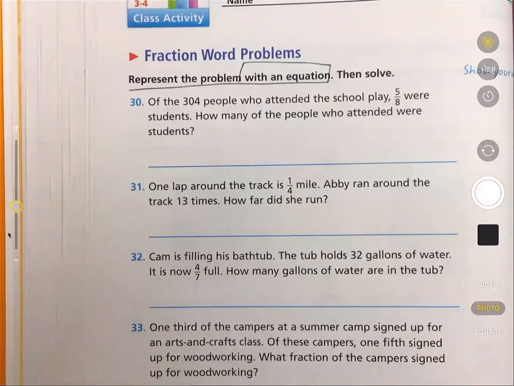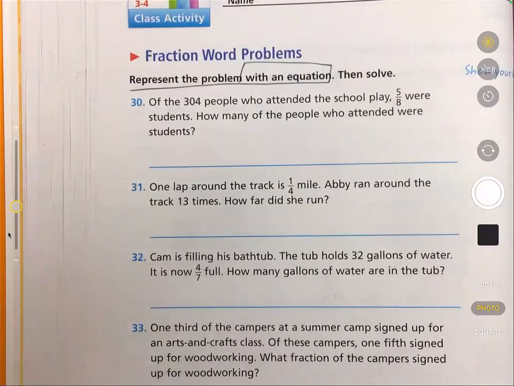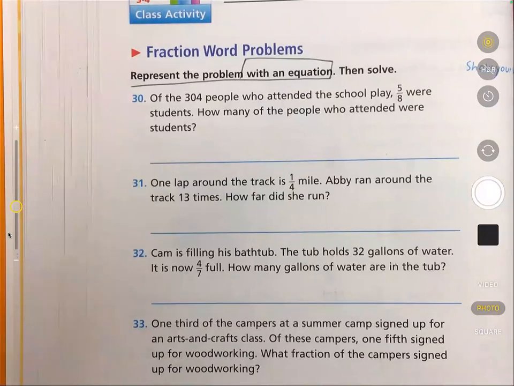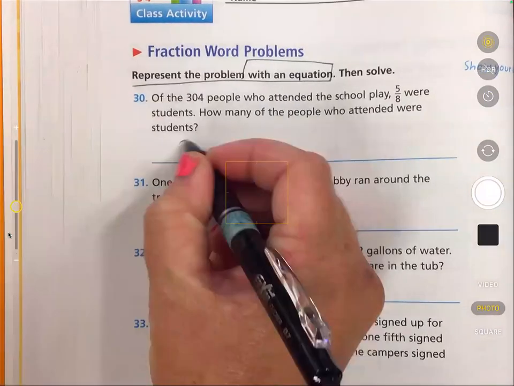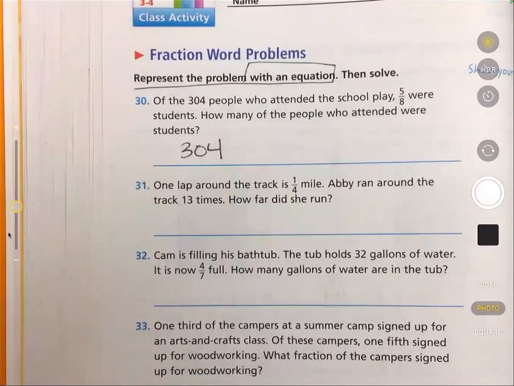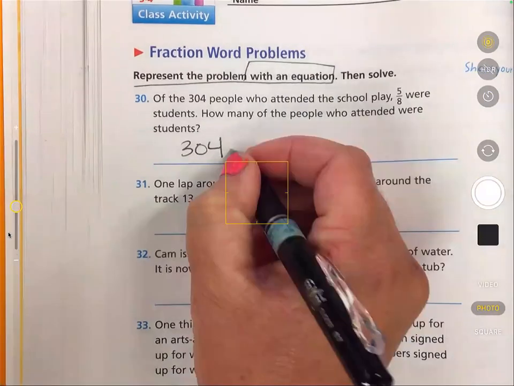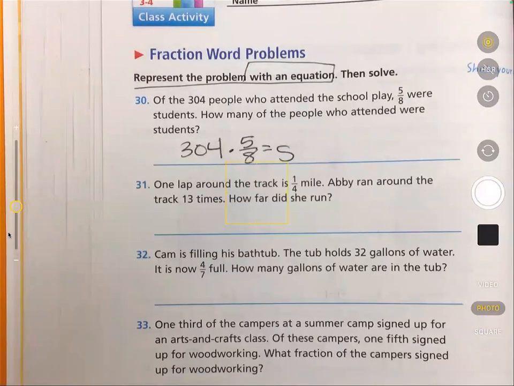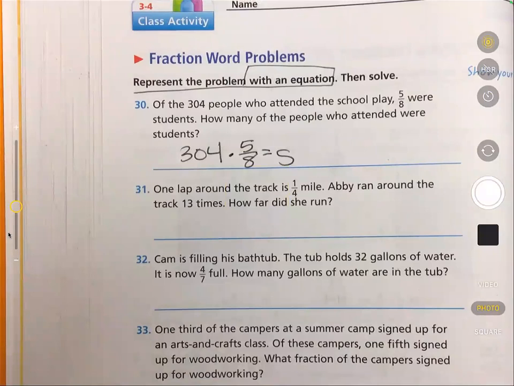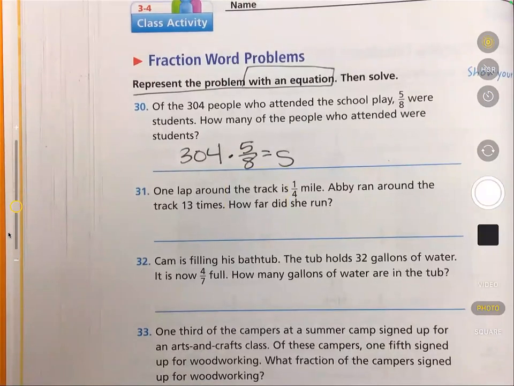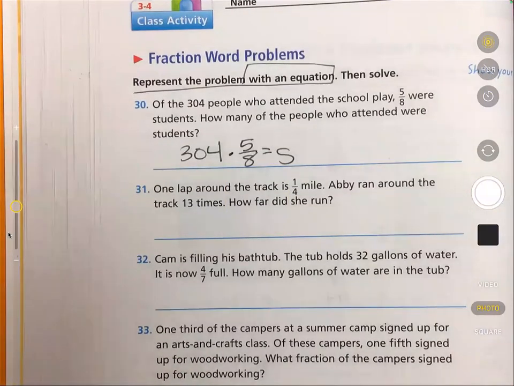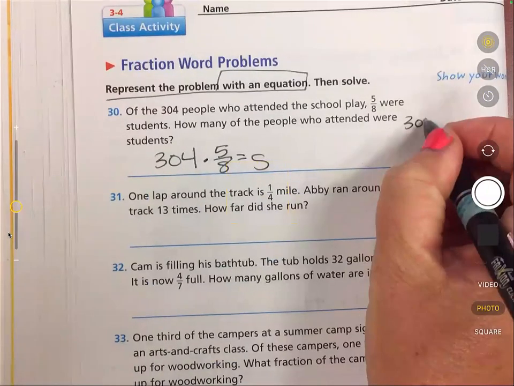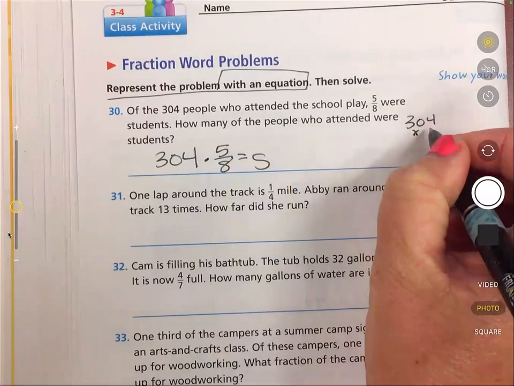So let's flip. Of the 304 people who attended the school play, 5/8 were students. How many of the people who attended were students? Well, we're practicing multiplication right now, right? So this is going to be a multiplication problem. We need to figure out what 5/8 of 304 is. Equals S for students. There's our problem. That's it. 304 times 5/8. That's a big, ugly problem, isn't it? Let's see. 304 times 5, right? I'm multiplying my numerators.